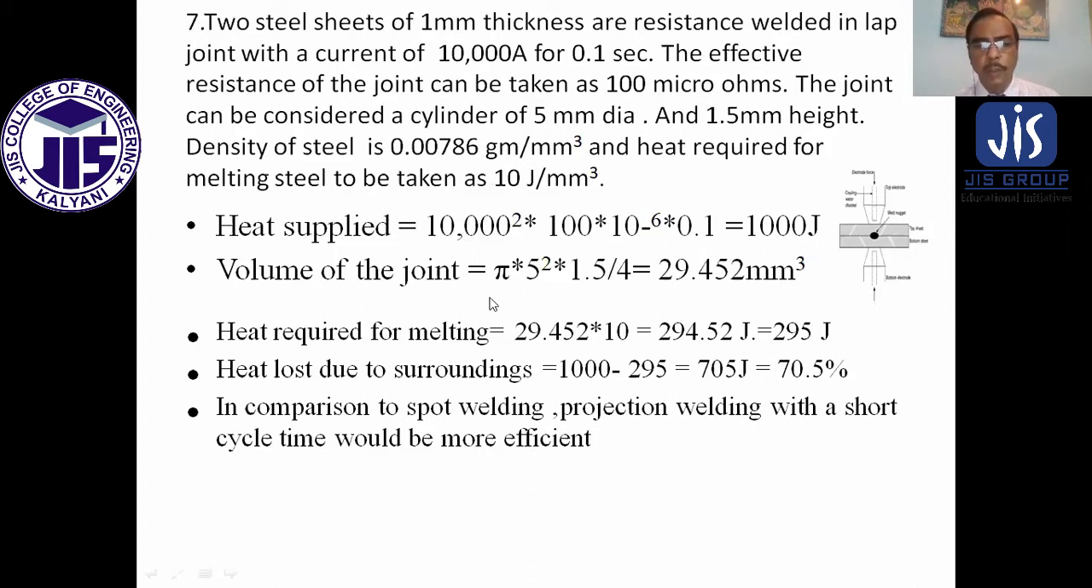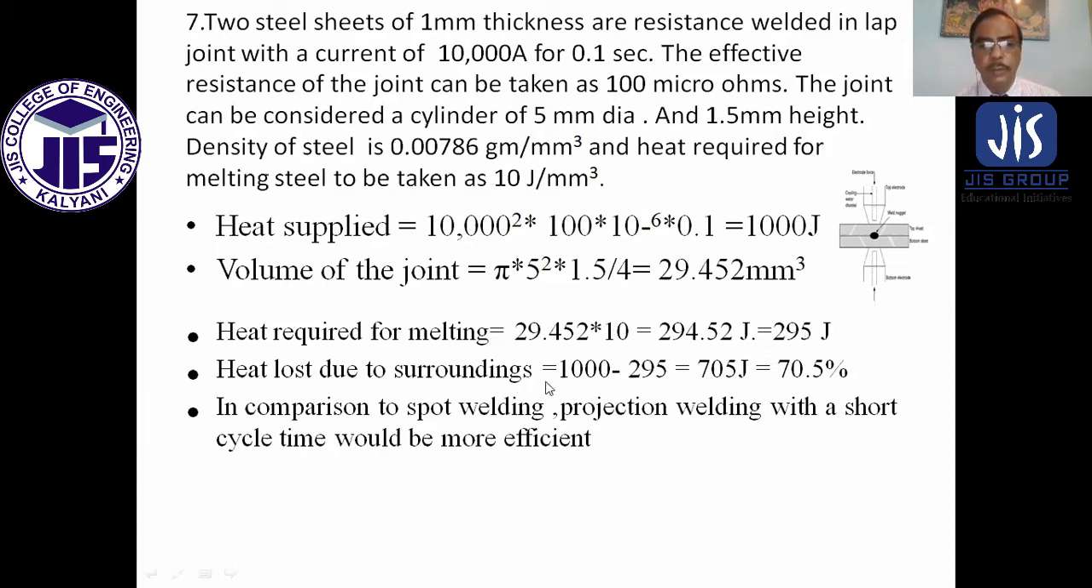Volume of the joint is equal to pi by 4 d squared into 1.5. So it is 29.452 millimeter cube. Heat required for melting is the volume into 10, so 29.452 into 10, that is 294.52 joules, or 295 joules.